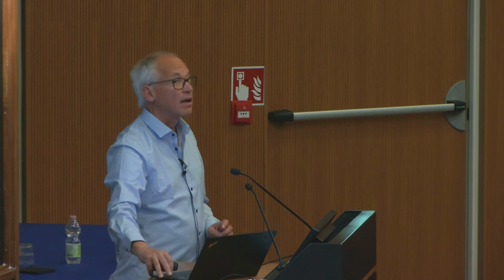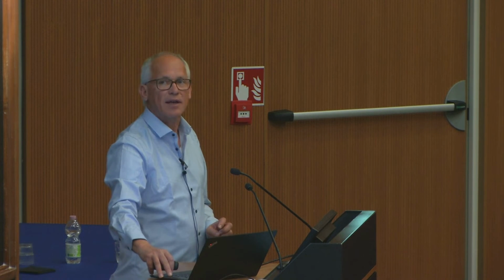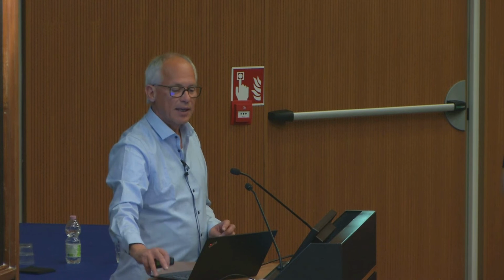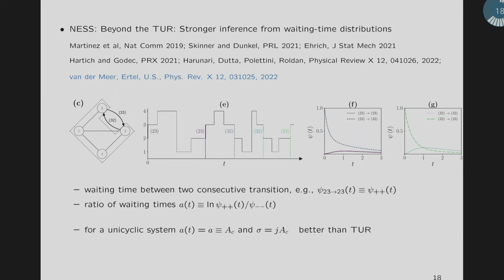Okay. If there are no further questions, I'll come to the second part, which is about using waiting time between transitions. So for the tour, you just count how many transitions in this direction, how many in that direction, mean and dispersion. Now you take the time between transitions seriously.